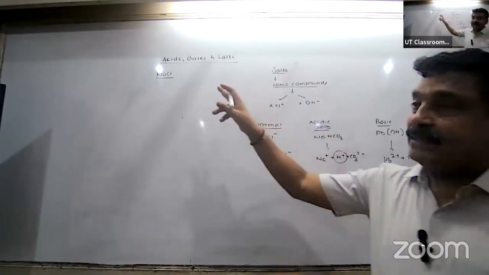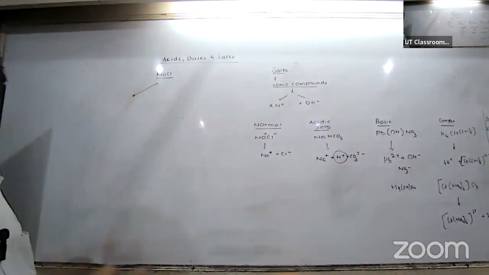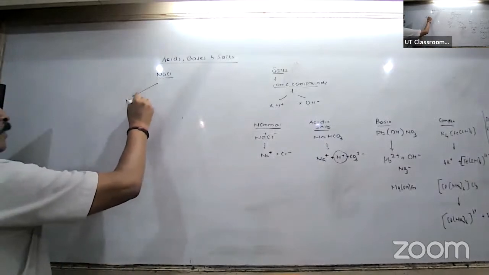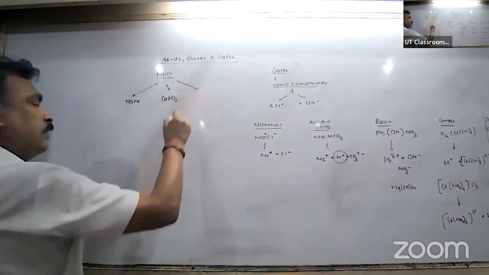Clear? Now from this NaCl, we can prepare various salts or various compounds. In fact, the first compound which we can prepare is what? NaOH. The second compound is nothing but bleaching powder, indirectly or directly. Third, okay.